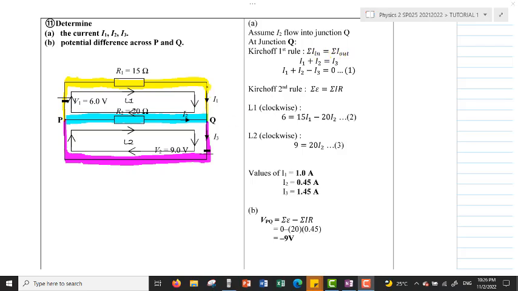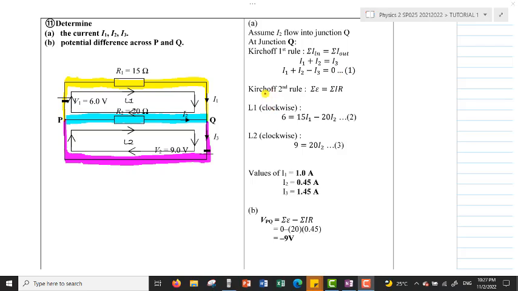So we are going to have I1 flow into the junction, I2 flow into the junction, but I3 flows out from junction Q. So I1 plus I2 equal to I3. So rearrange, we have I1 plus I2 minus I3 equal to 0. This will be our first equation.